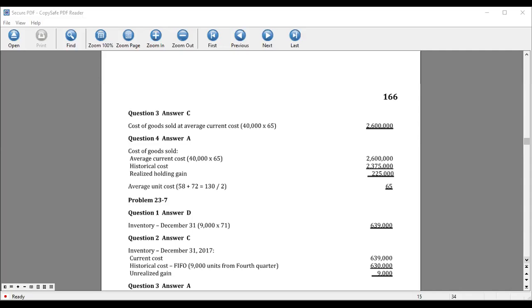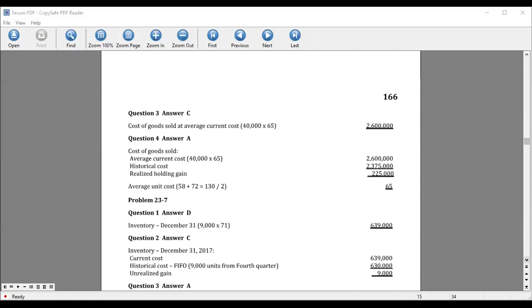What is the unrealized gain in inventory for the current year? So if you have the inventory on December 31, 2017 at current cost of 639,000 in question number 1, and then the cost is 630,000, we have an unrealized gain equal to 9,000.